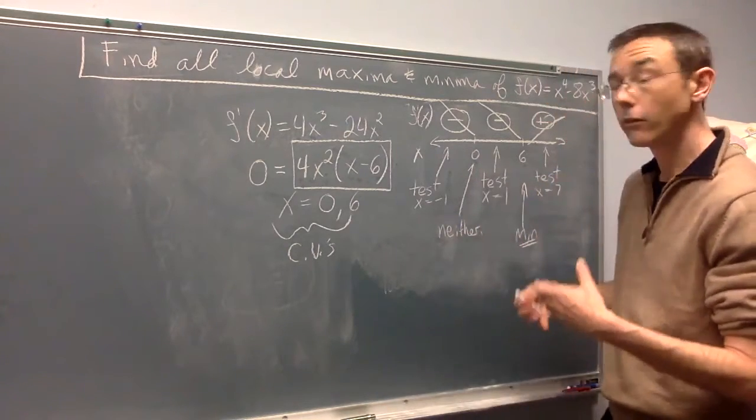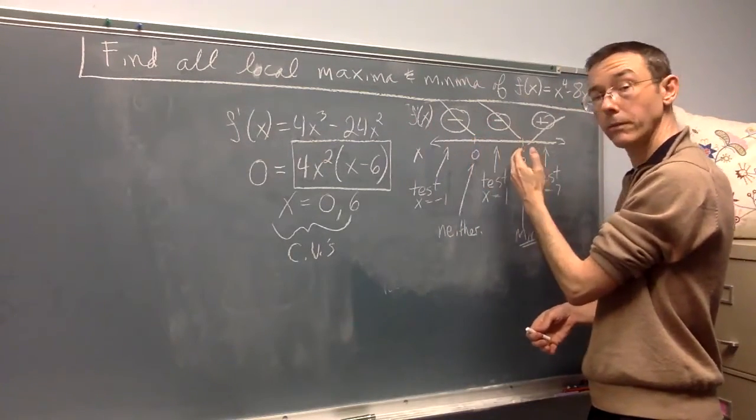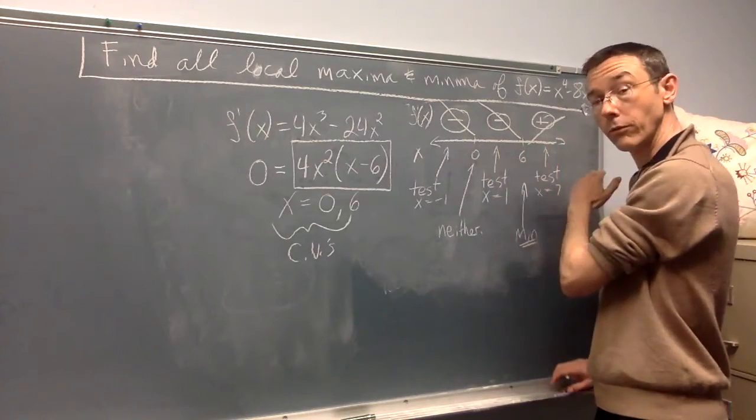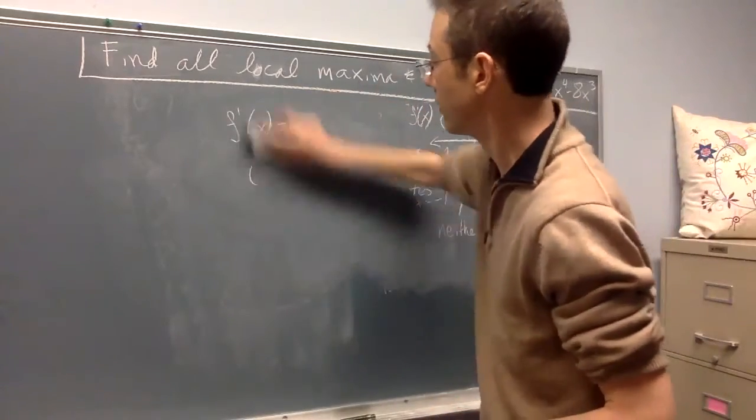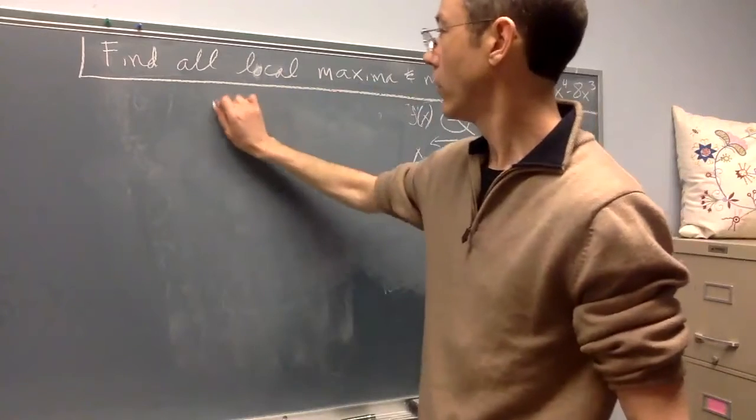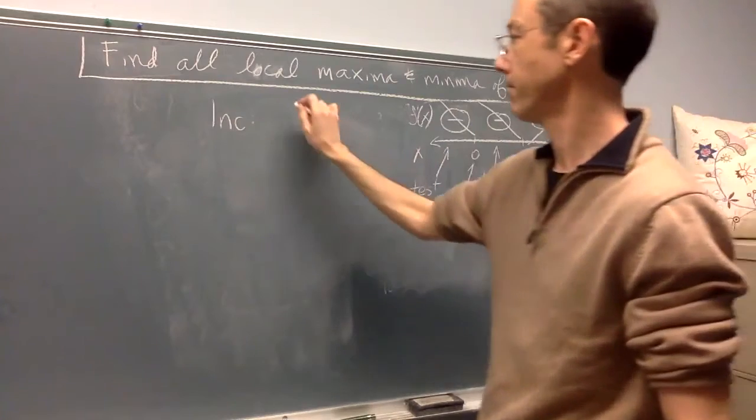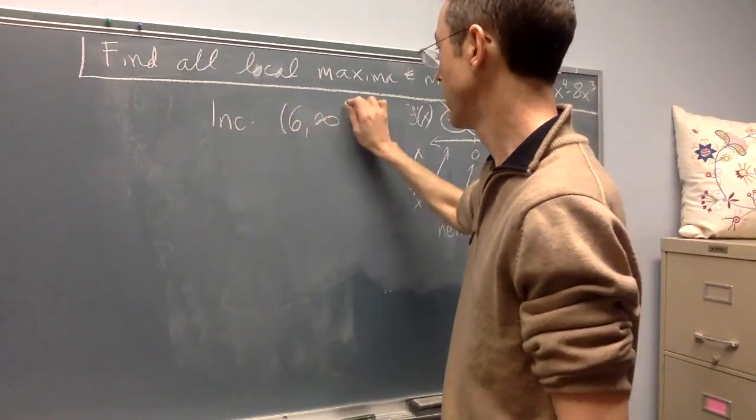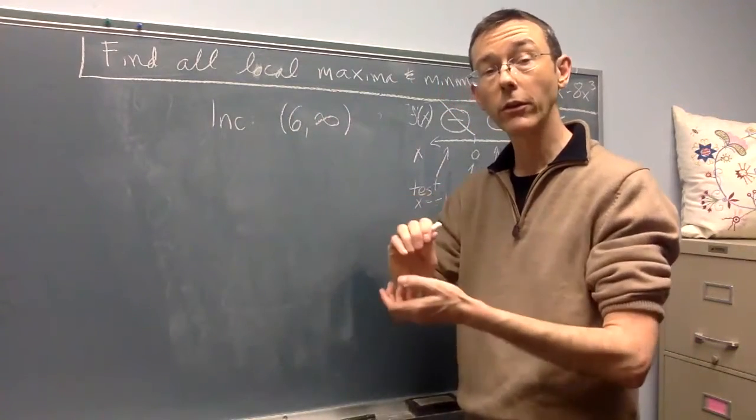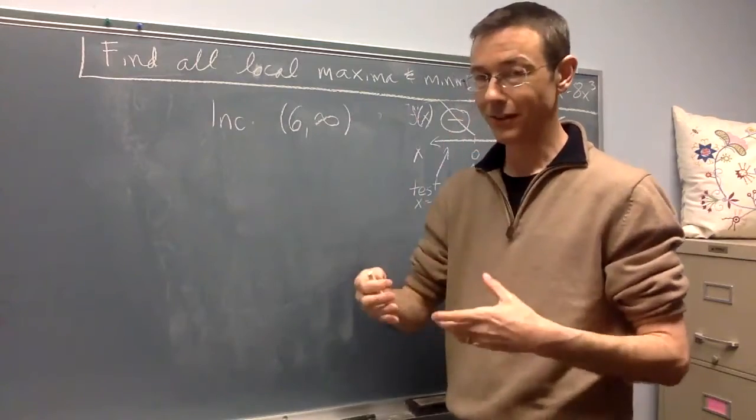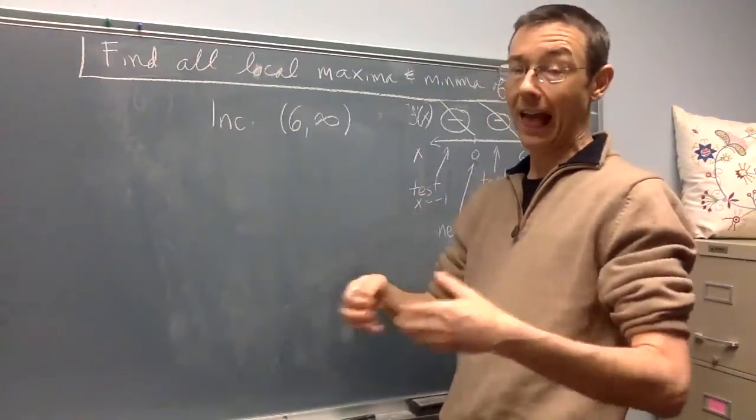Finally, we can see that this function is going to be decreasing from negative infinity to 0 and from 0 to 6, and then increasing from 6 to infinity. Let's write that in interval notation to complete this problem. So we have this function is increasing from 6 to infinity. Notice I'm using open intervals. I don't want to talk about whether the function's increasing or decreasing at 6 because I already know the derivative is 0 there. It's a critical value. It doesn't make sense to talk about the function increasing or decreasing at that single point.